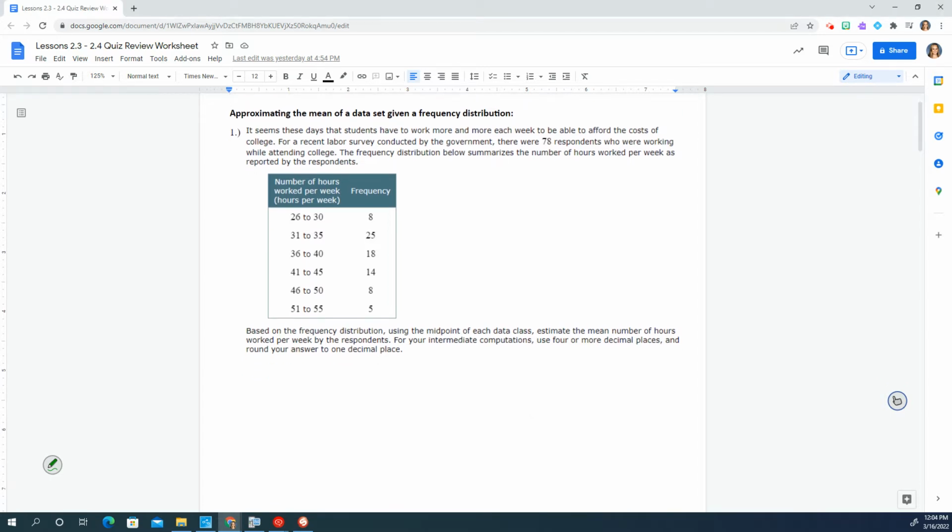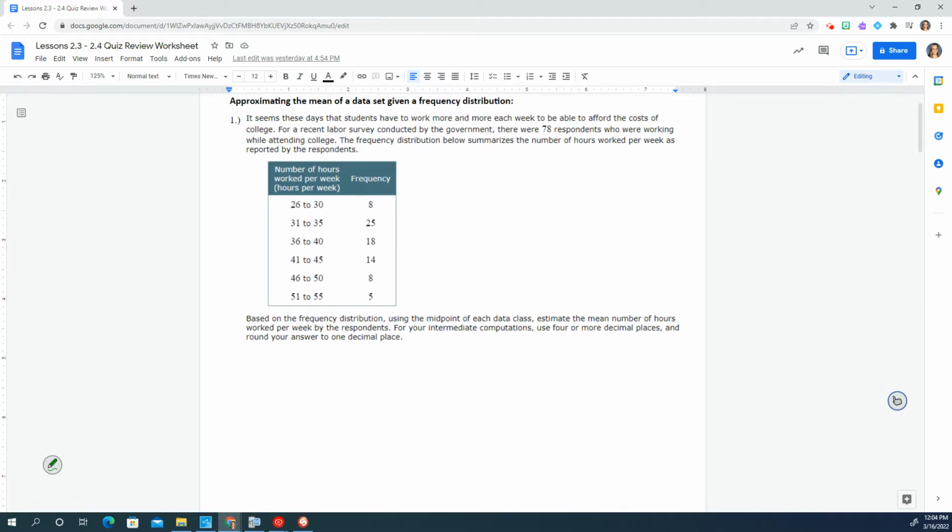It tells us right here, use the midpoint of each class data to estimate the mean or the average number of hours worked by each of the respondents. So because we don't know where these are located in the interval, we just use the midpoint. Okay, so the first thing we gotta do is calculate the midpoint of each of these. Now, a lot of these you could probably easily do in your head, like what's halfway between 26 and 30, but if they're weird numbers, this would be the math you would do. You just find the middle, find the average.